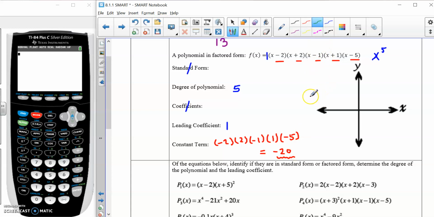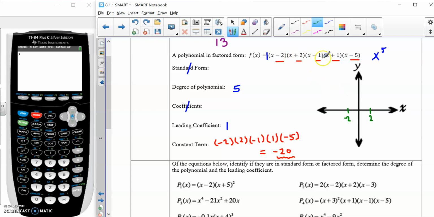Alright, so now that we've taken care of those pieces, we are ready to make our graph. The nice thing about factored form is it's the most convenient form to be in when you're trying to draw a graph, because these already tell you right away what your x-intercepts are going to be. So like x minus 2, that factor tells us that we have an x-intercept at positive 2. Remember, you got to take the opposites.